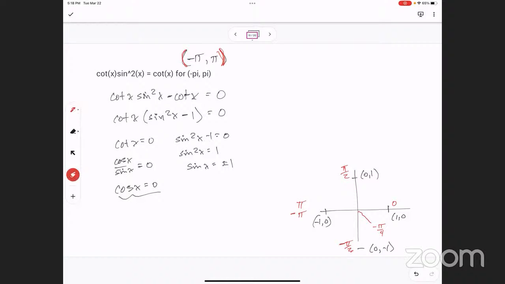So what are my answers? Where's the sine plus or minus 1? Here and here. And where's the cosine 0? Also there and there, right? So it's kind of redundant, but what do I write? Pi over 2, negative pi over 2, not 3 pi over 2. That's what some people are going to do and get it wrong, because they're going to look at their unit circle and forget to look at the domain.